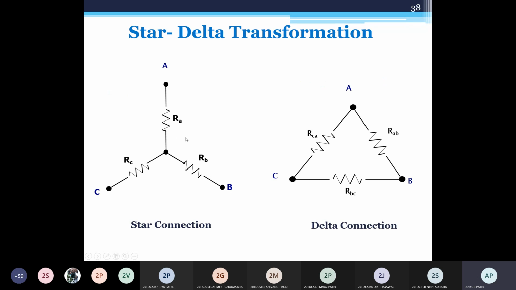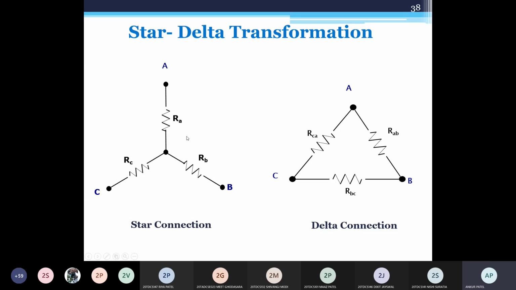You just need to remember the conversion equations. Okay, so this is your star connection. How to identify a star connection? In a star connection, we get one common point for all three resistors. And delta is like a closed loop; we don't have any common point for all three resistors. So this is your star connection and this is your delta connection.